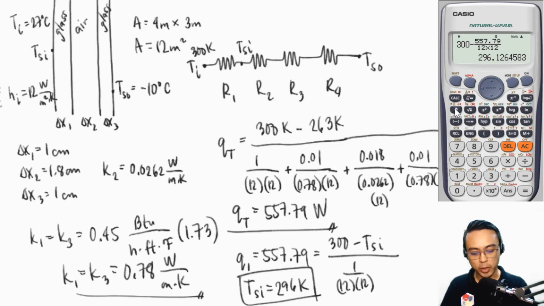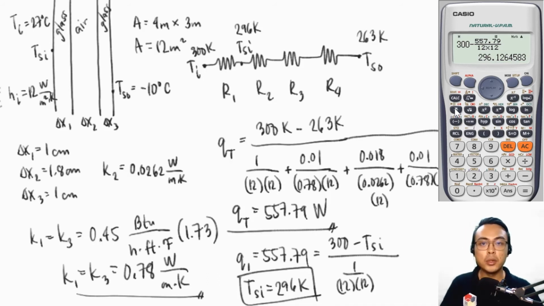TSI, as we have determined, is at 296 Kelvin. And at the very end, TSO is at 263 Kelvin. So it should make sense that TSI is in between the values of Ti and TSO. Okay? This example is basically the same as our previous example. The only difference is we are now introducing the resistance brought by convection.